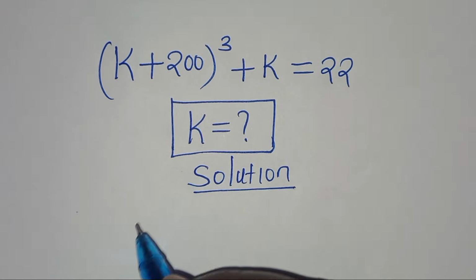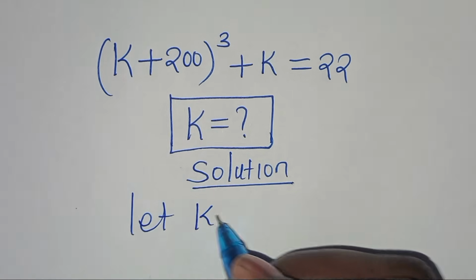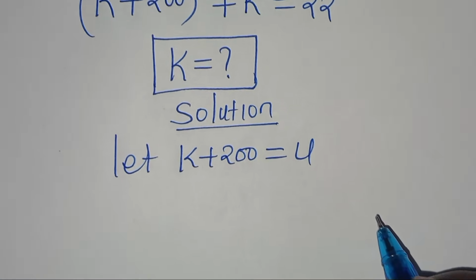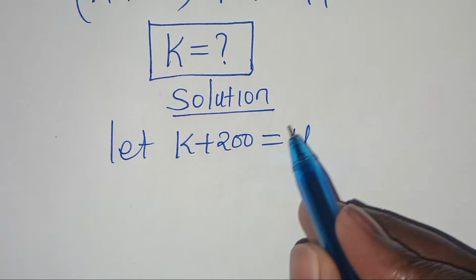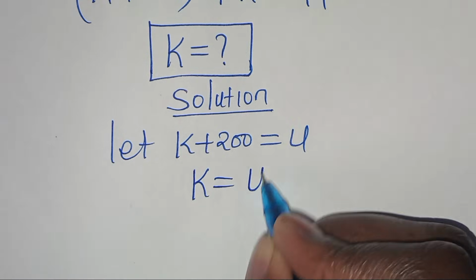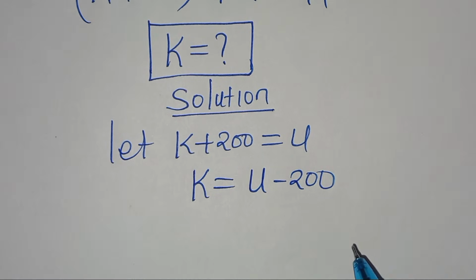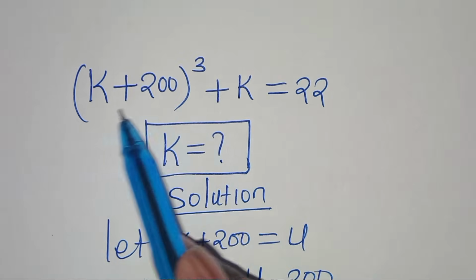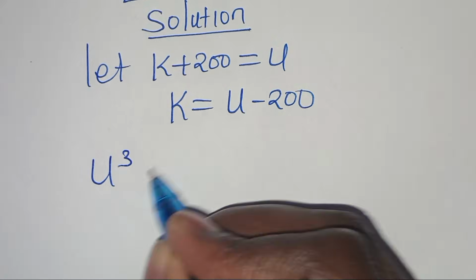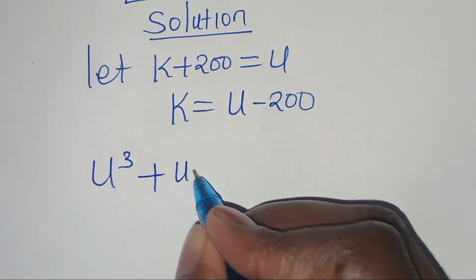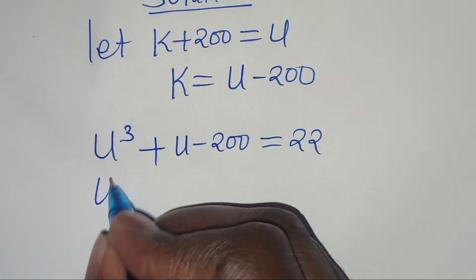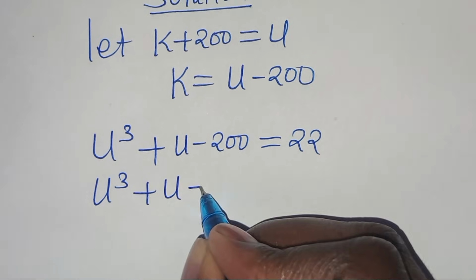Now the first step is that we can let k plus 200 be equal to u. So we have k plus 200 is equal to u, which means that k is equal to u minus 200. Now let's express this equation in terms of u, so that we have u to the power of 3 plus k, which is u minus 200, equal to 22.